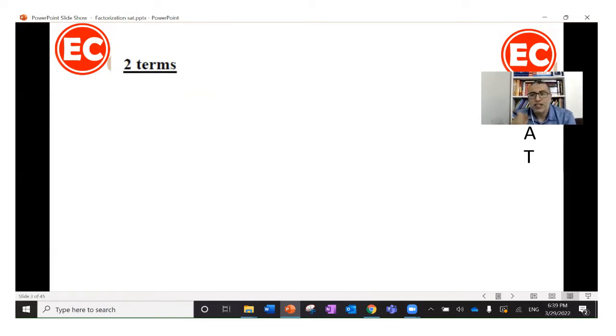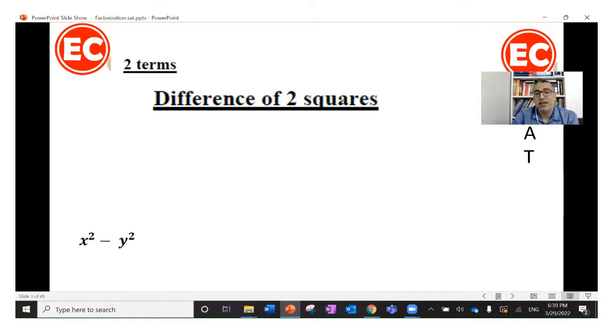Second thing is to count the number of terms. If you have 2 terms and the sign between them is negative, this is called difference of 2 squares. So difference of 2 squares is 2 terms only. The first term is a square, like x squared, or 4, or 16, because 4 is 2 by 2, 16 is 4 by 4. And the second term is y squared, or 16, or 25, 5 by 5. So this is called difference, because the sign should be negative, between 2 squares.